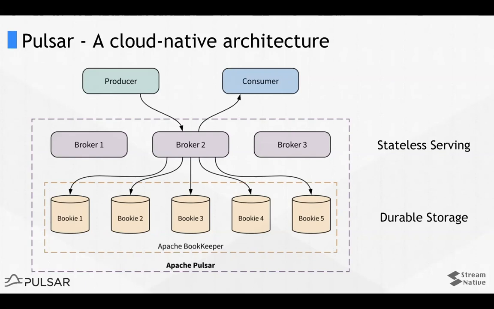So that is the first point. Also, because of the separation of messaging serving and storage, it allows two layers of access API. You can access the brokers for Pulsar messaging, and you can access the storage for more fine-grained segment access. So that is the first reason why Pulsar fits well into a unified data processing architecture.